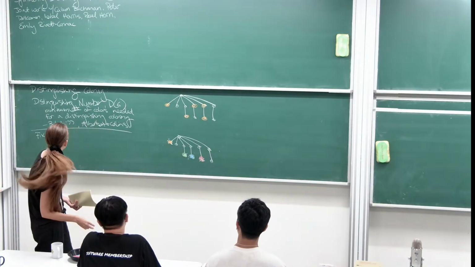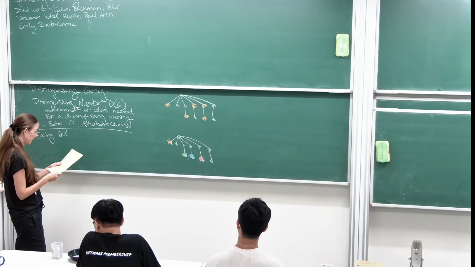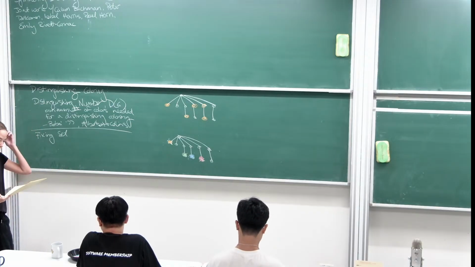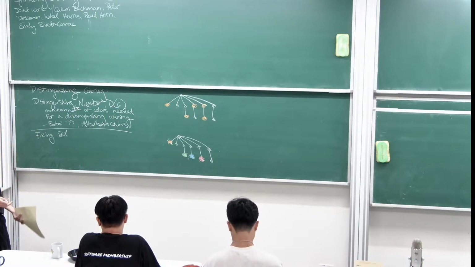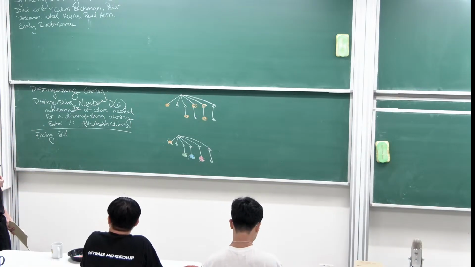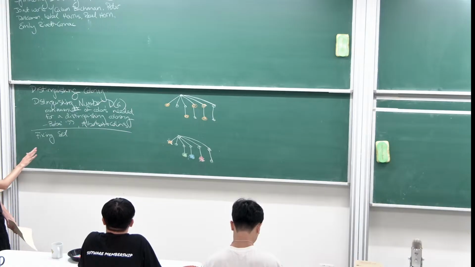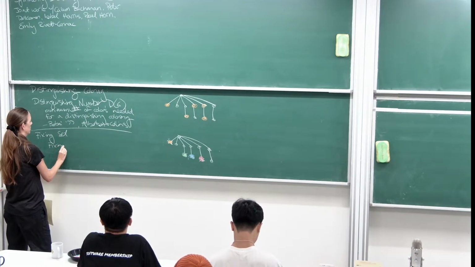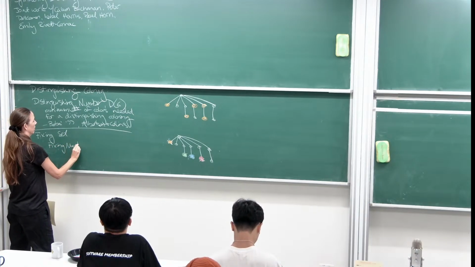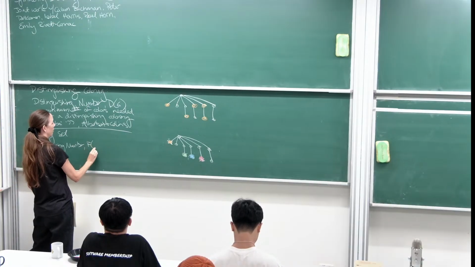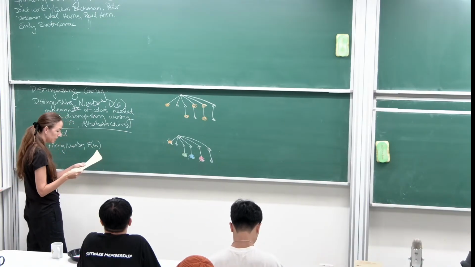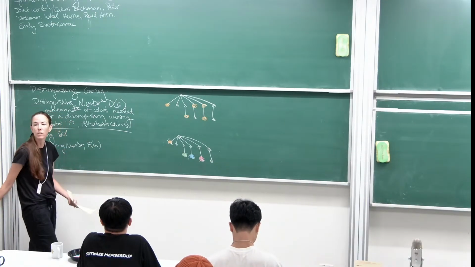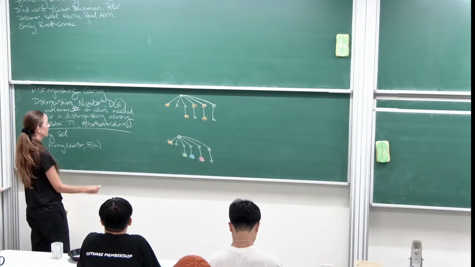So a fixing set is a set of vertices such that only the trivial automorphism fixes them pointwise, but I can think of them again in this interpretation. And then the fixing number, which I'll denote f of G, is the minimum cardinality of a set like this.